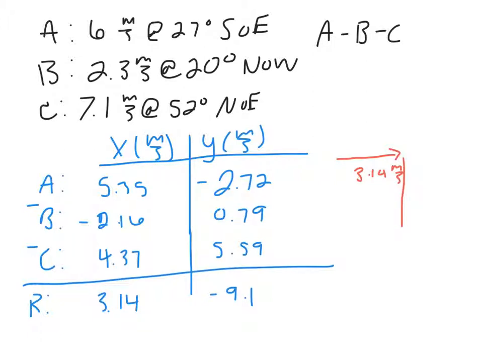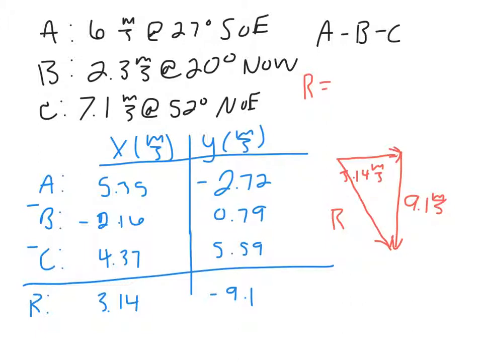Let's draw this a little bit better. I wrote a little too big. So 3.14 meters per second, and my y was negative 9.1 meters per second. So my resultant has a positive x and a negative y, which means that it will be in the fourth quadrant, so it'll be south of east. To find the magnitude of the resultant, we do our x squared plus our y squared.